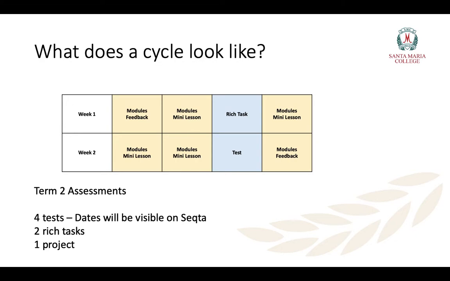Now, we have 4 tests over a term. We'll have 2 rich tasks this term, and we will be doing 1 project. The project at this stage is looking to be in week 4, so the girls will have a project that they'll work on, which will be some work from a workbook that they'll be given, and they will do that whilst they'll have NAPLAN obviously in week 4. We'll monitor how they go with that, and then we will look at completing that in week 5.